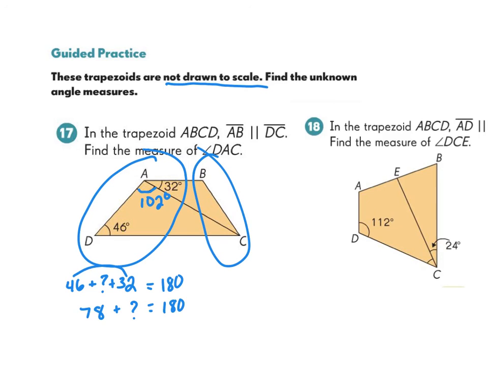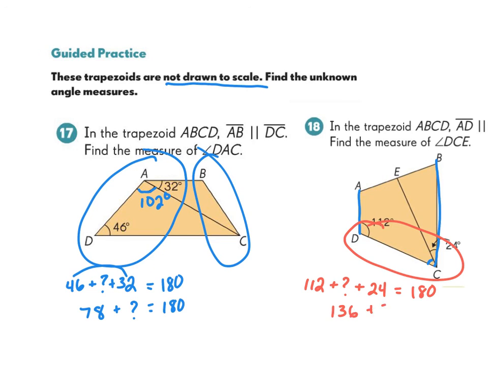Let's move on to 18. We need to figure out this one. Let's see, the parallel lines would be AD and CB, and we know that between those, these are going to equal 180. So we can do the 112 plus the missing one plus the 24 equals 180. Let's see, 112 plus 24 is 136. 136 plus what is 180? I'm coming up with 44. 44 degrees. There we go.